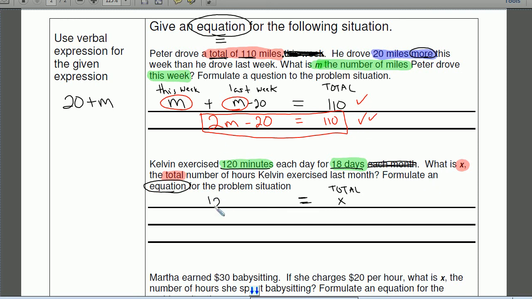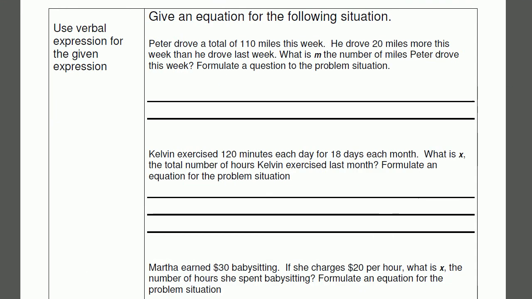So 120 minutes, that's 1 day. But he did that for 18 days. So I could add 120 plus 120 plus 120 plus 120 plus 120, 18 times. But instead of doing that, we have something called multiplication, which is the same thing as repeated addition. So I can multiply this times 18 and I get the same amount. So 120 times 18, that's going to give me my x. And that is my equation. I'm finished. Okay, let's do the next one.